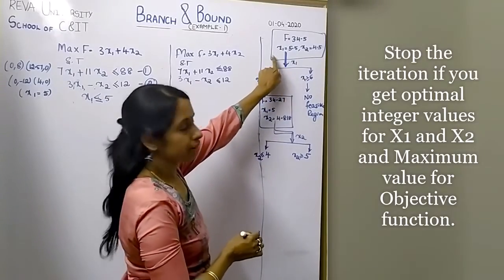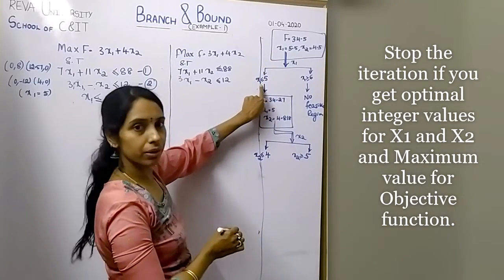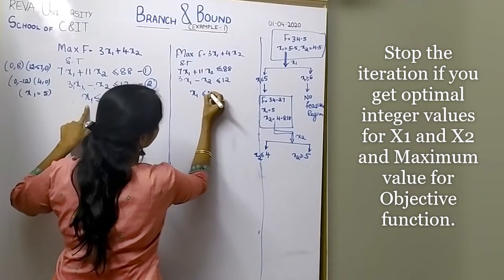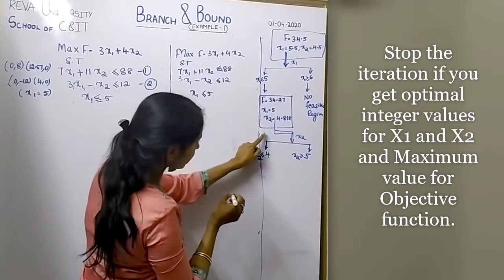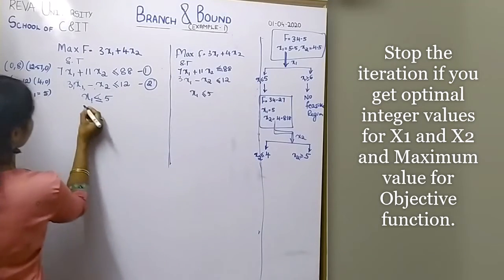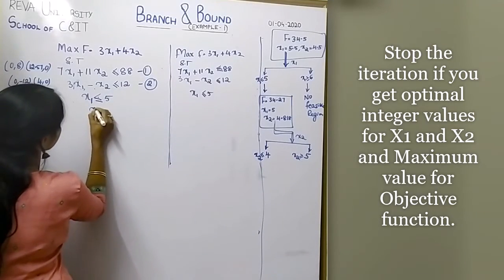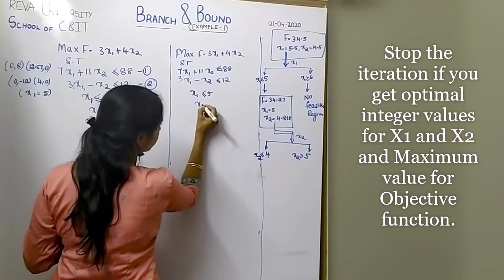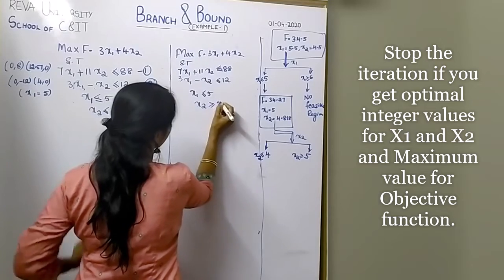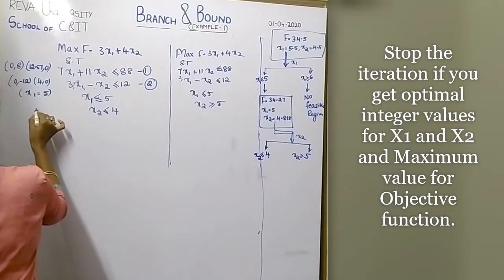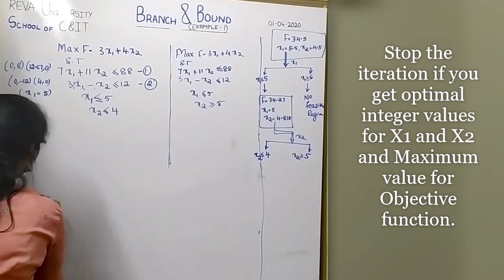So we have to consider this equation along with this now. x1 is less than or equal to 5. Here also x1 is less than or equal to 5. With x1 less than or equal to 5, we have to consider two cases. What are the two cases? x2 is less than or equal to 4 and x2 is greater than or equal to 5. Again, solve using the graphical method.